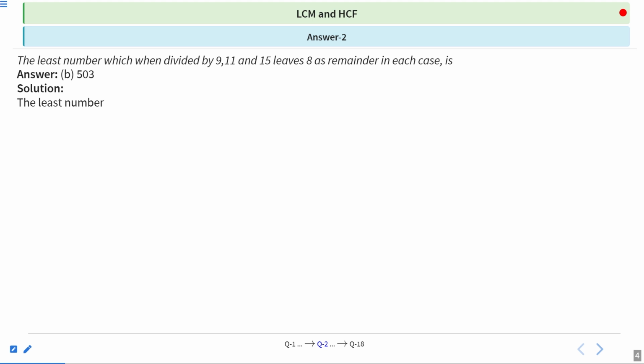The least number should be LCM of 9, 11 and 15 plus 8, because the LCM of 9, 11 and 15 is the least number that is completely divisible by 9, 11 and 15. But when we add 8 to that number, every time we are going to get 8 as the remainder. The least number is LCM of 9, 11, 15 plus 8. LCM of 9, 11 and 15 is 495 and 495 plus 8 is 503. So option B 503 is the correct answer.